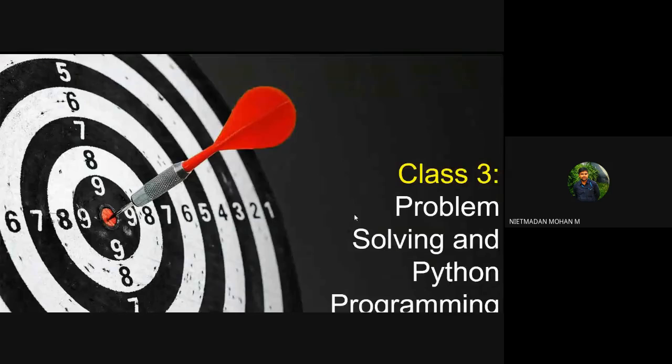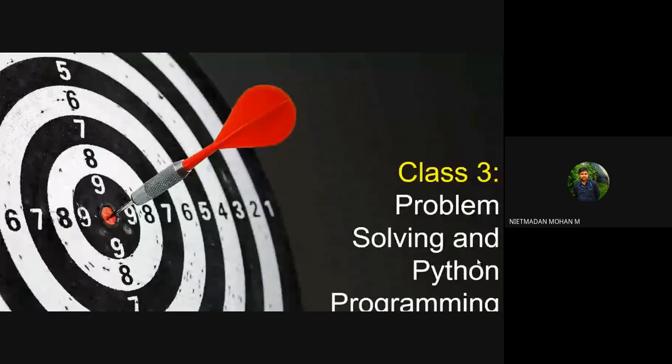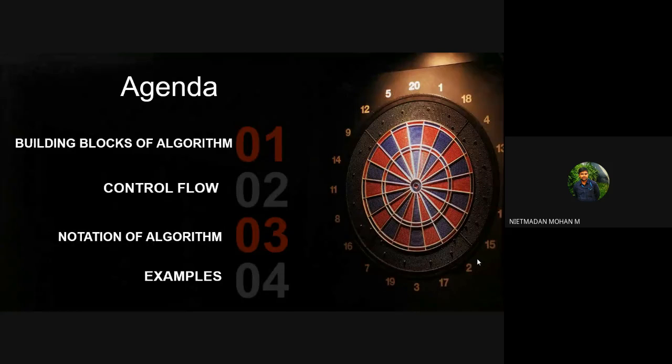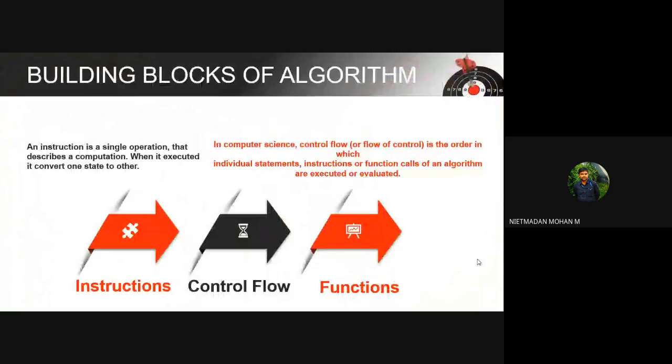Yes, sir. Okay. So in continuation of that, today we are going to discuss the building blocks of an algorithm, how the control flow works in an algorithm, the notation of an algorithm, and some examples related to this content. We are going to discuss these 3 topics: building blocks of an algorithm, control flow and the notation of an algorithm. So first we will move with the building blocks of an algorithm.